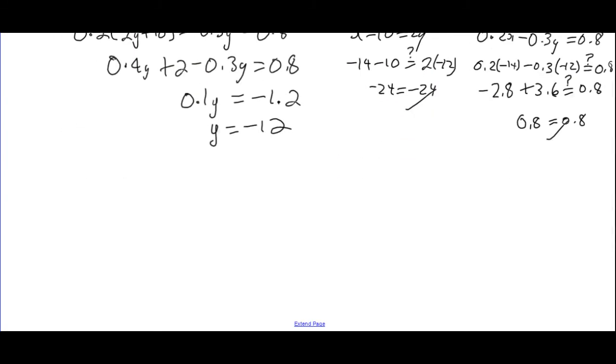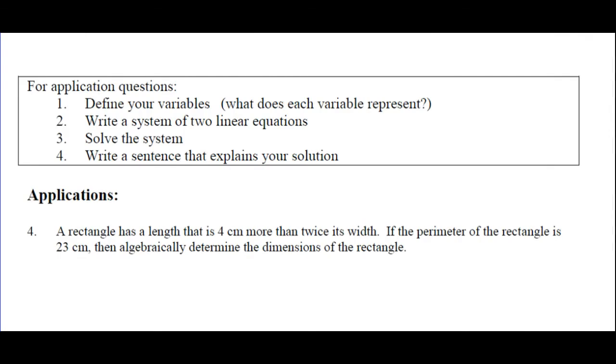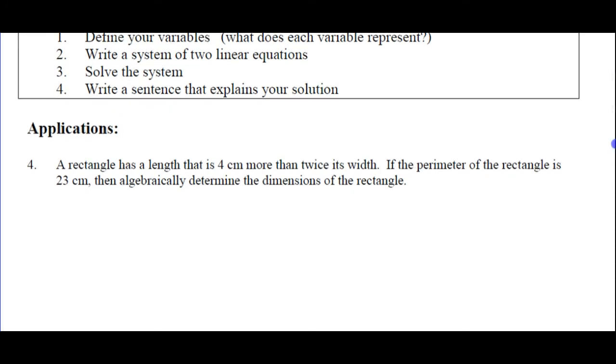I don't know if there's anything else on this page. For application questions, define your variables. What does each variable represent? So you can do that in a diagram, you can do that with a table, you can do that with a let statement. Write a system of 2 linear equations. Solve the system, and then write a sentence that explains your solution. All right, so let's do a few.